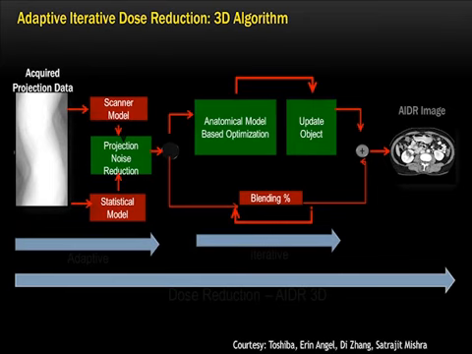We don't have a Toshiba scanner yet, but courtesy of Toshiba, we have the algorithm over here, where they also take the projection data, include the scanner model information and statistical model information, then get into the image domain. I think this is the adaptive part, and this is the iterative part, so that's the name, adaptive iterative dose reduction, AIDR. And it loops around over here. It has got some blending tools.